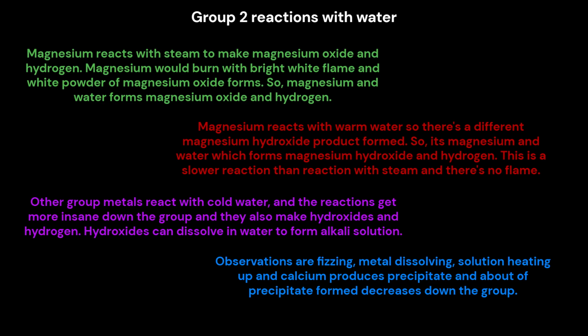Other group 2 metals react with cold water, and the reactions get more vigorous down the group, and they also make hydroxides and hydrogen. Hydroxides can dissolve in water to form an alkaline solution. Observations are fizzing, metal dissolving, solution heating up, and calcium produces a precipitate, and the amount of precipitate formed decreases down the group.